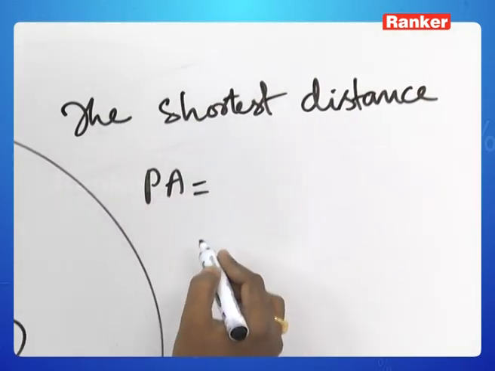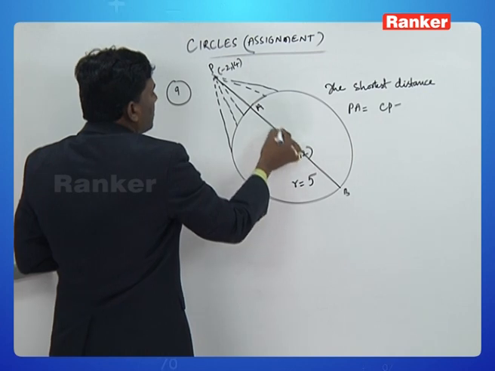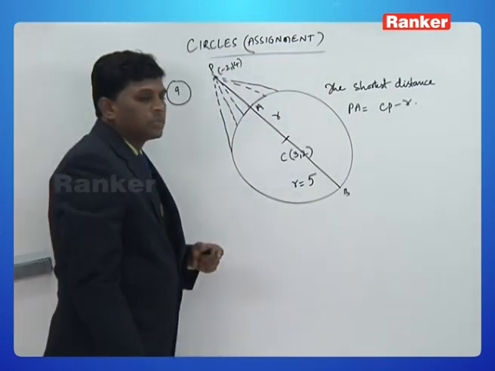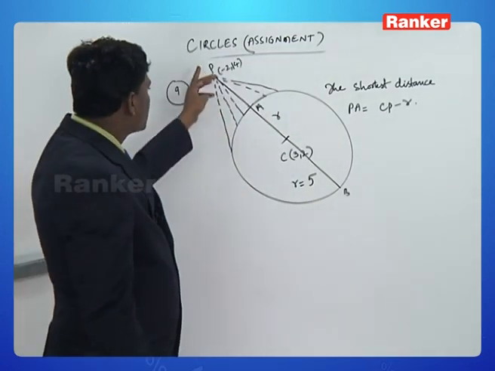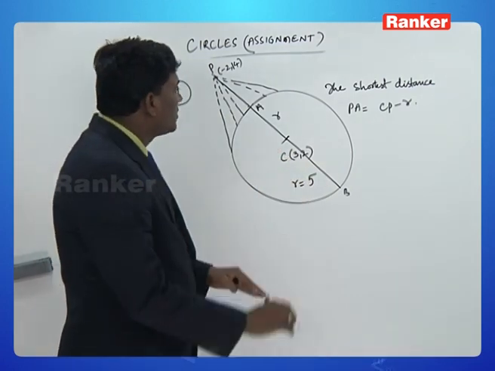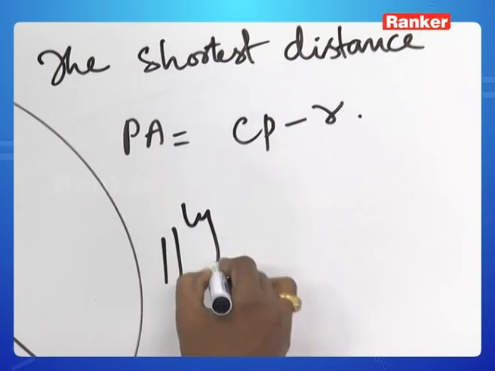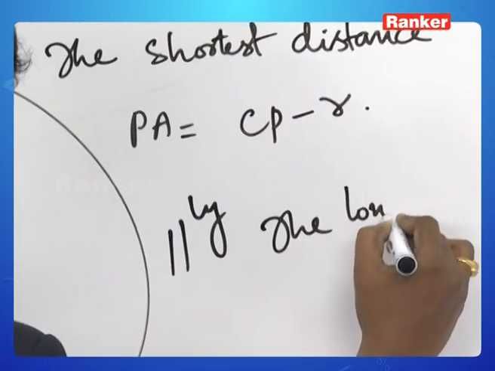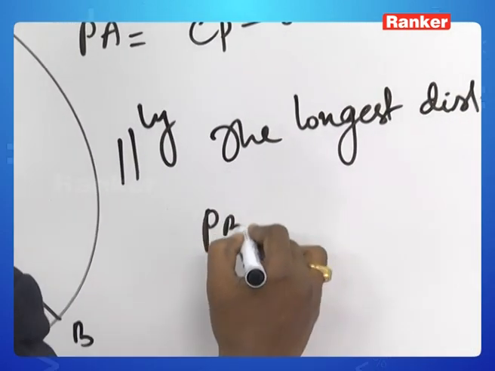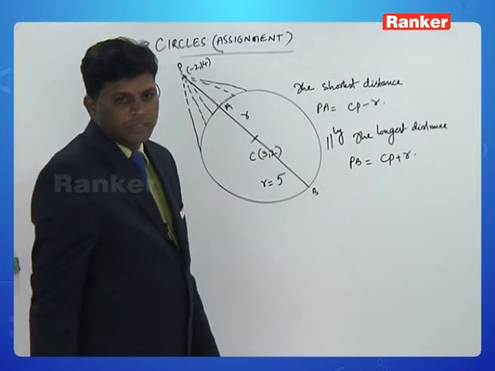Here from the diagram we can get very comfortably the shortest distance PA equals CP minus AC. AC is nothing but the radius. So the shortest distance from an external point to the given circle will be CP minus R. Similarly, the longest distance PB equals CP plus R. We can directly use these results here.